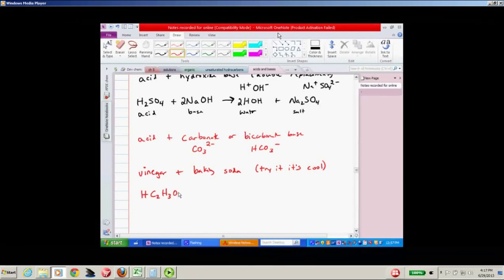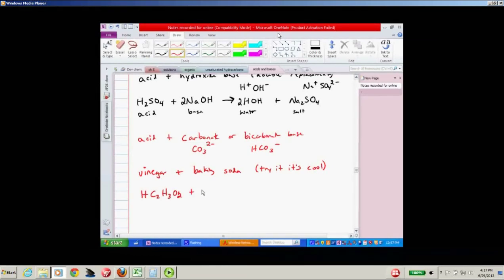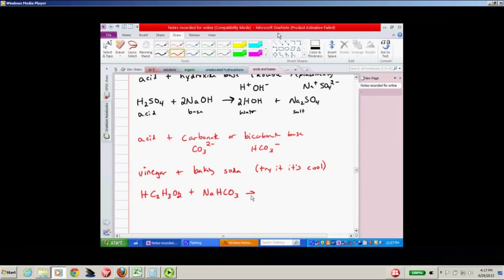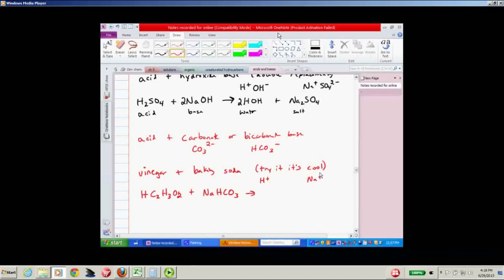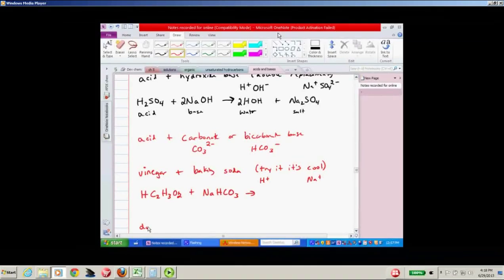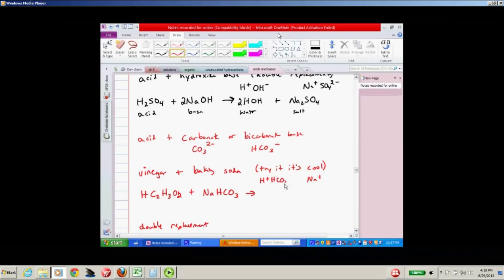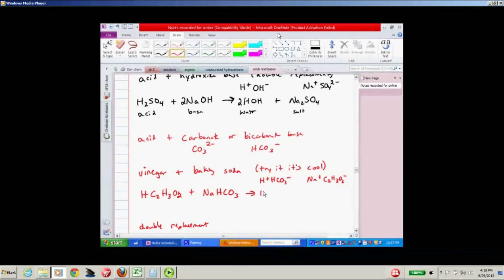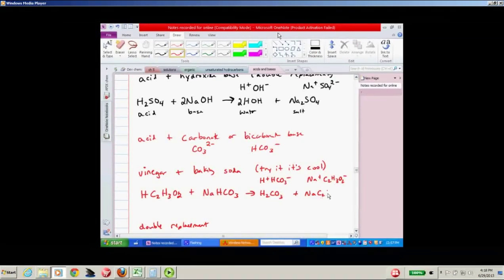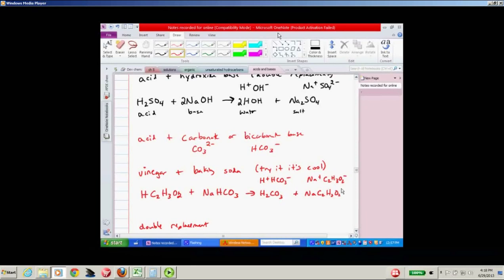And so vinegar, HC2H3O2, hydrogen and the acetate ion, so that's acetic acid. Notice that's a polyatomic ion. And then we have baking soda, which is sodium hydrogen carbonate or sodium bicarbonate, which is NaHCO3. So we've got double replacement again. We keep our positive ions, H+ and Na+, and then switch our negative ions. But this time, instead of getting water and a salt, look what we get. We get H2CO3, carbonic acid, plus a salt, sodium acetate.